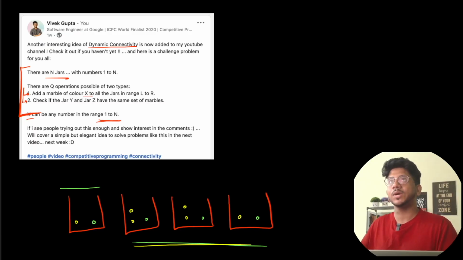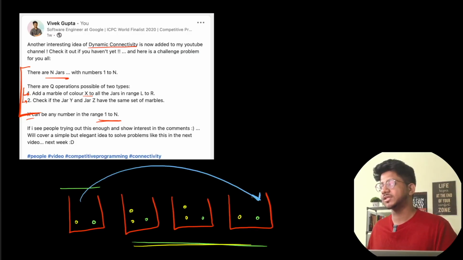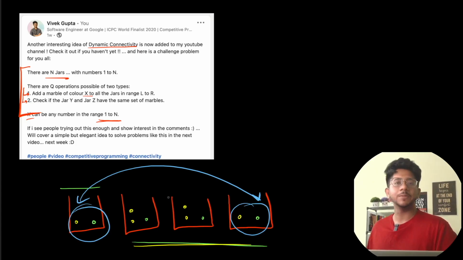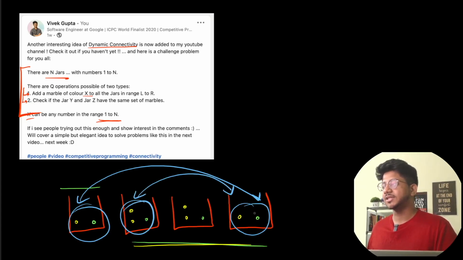Then maybe there is a query which tells us to find out if these two are the same or not, and it turns out that they actually contain the same composition. Then there might be a query asking whether these two contain the same set of marbles, and it turns out that they don't. So it's this type of query that will be coming in.